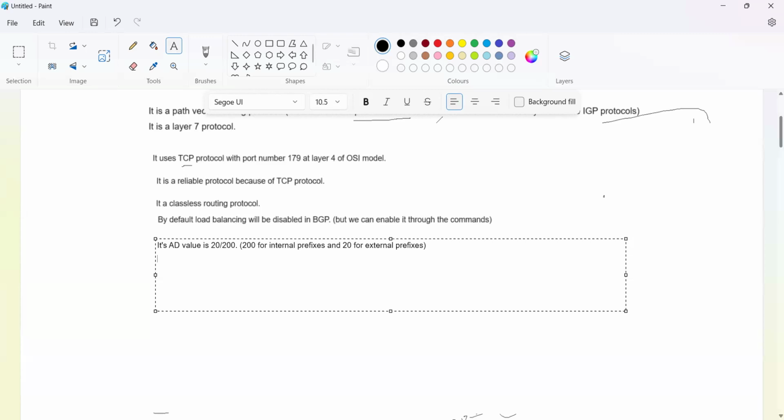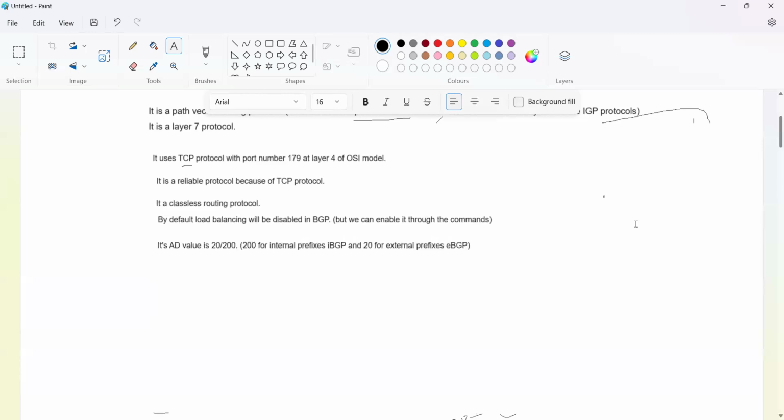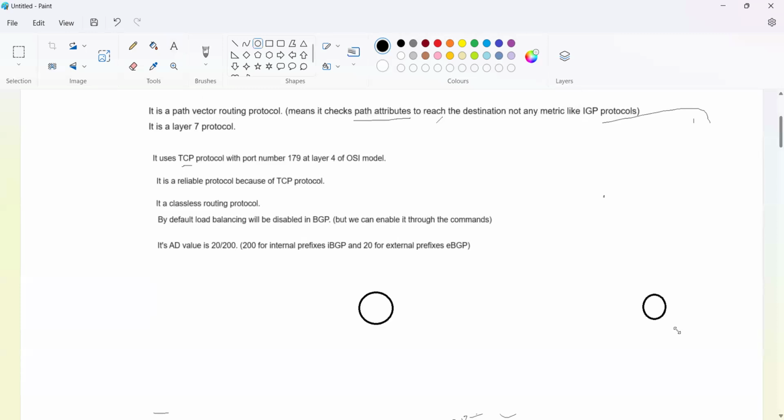So here we have two AD values, because of IGP internal prefixes. For iBGP purpose, we are using 200, and for eBGP prefixes we are using 20. eBGP is Exterior Border Gateway Protocol and iBGP is Interior Border Gateway Protocol. It will be used mainly at our LAN location, and between two branches. Where will we use iBGP and where will we use eBGP? At the LAN location, we'll use iBGP.